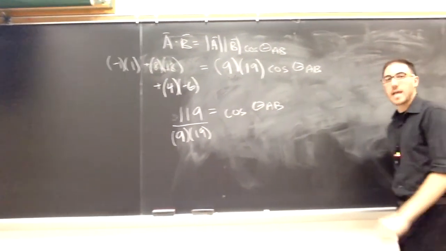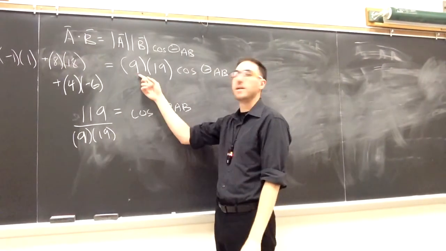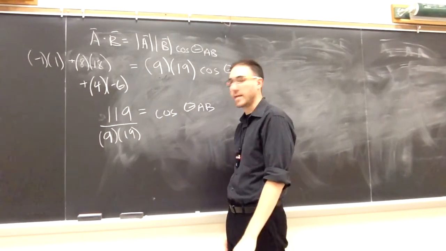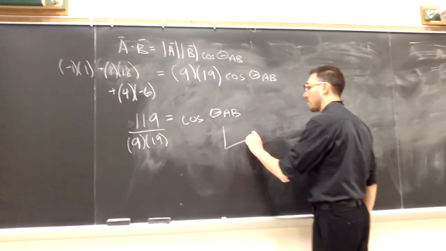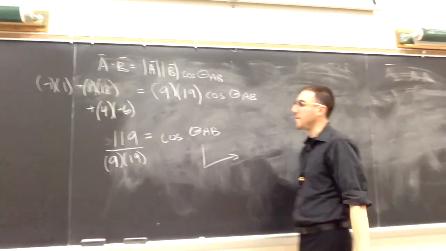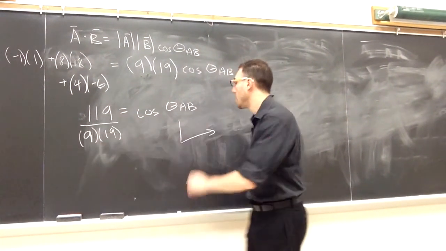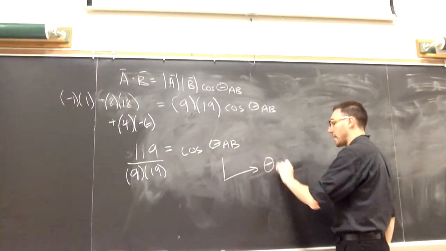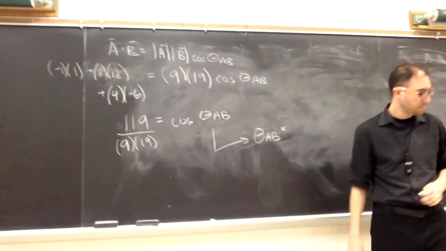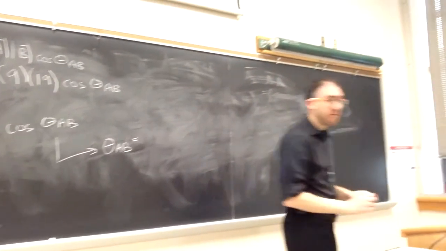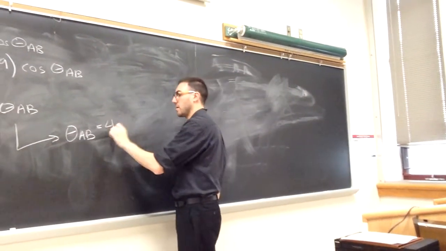So I can isolate that cosine term on my right-hand side by dividing through by 9 and by 19. The last step, if I take the arc cosine of both sides, I can find the angle between A and B. It is going to be 45.9 degrees.